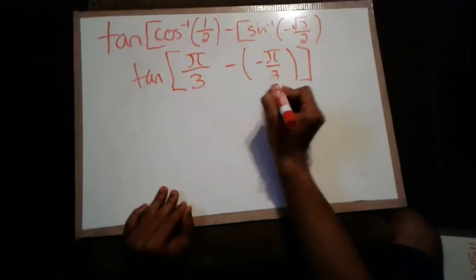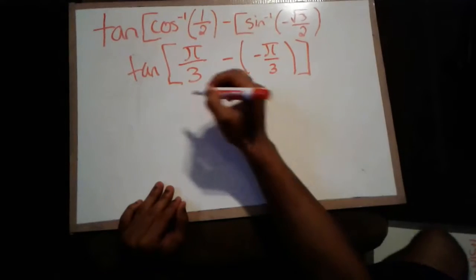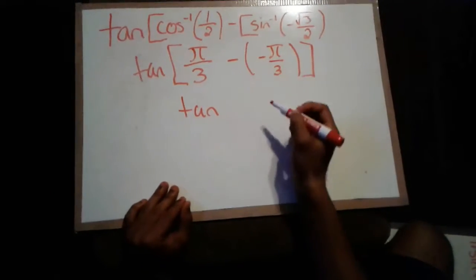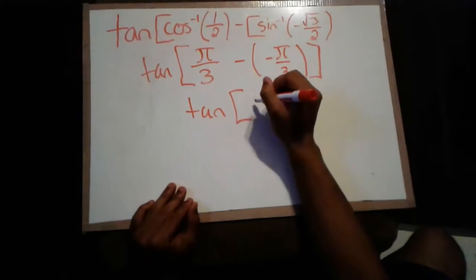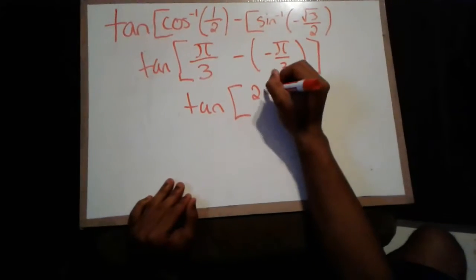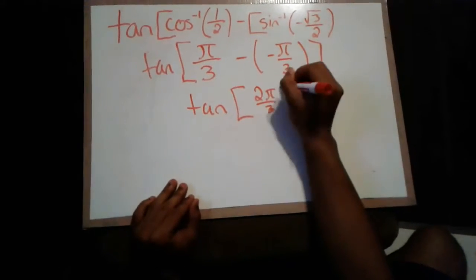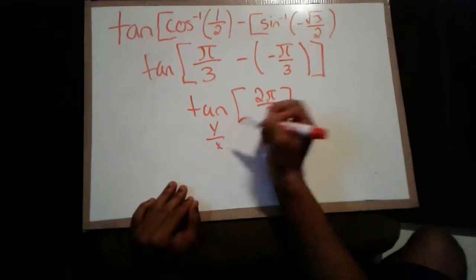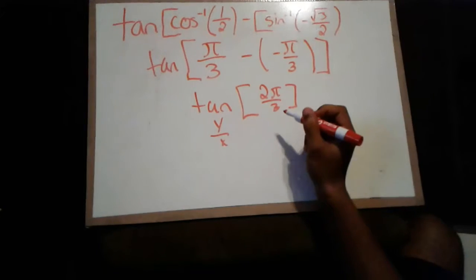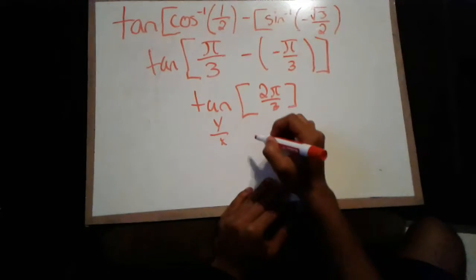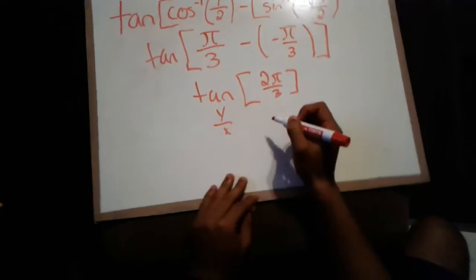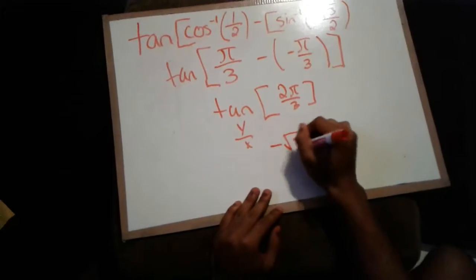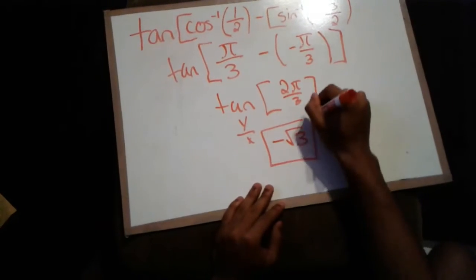I then put these together. They have a common denominator, so I'm able to subtract them. The negative and the negative turn into a positive, which creates 2 pi over 3. And then tangent, which is y over x, you find this on the unit circle, and then you take the tangent of it, and that will come out to negative square root of 3. And that is your answer.